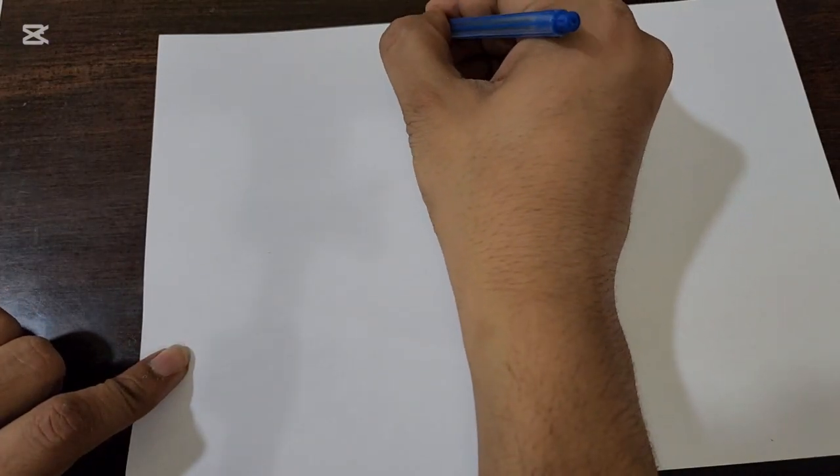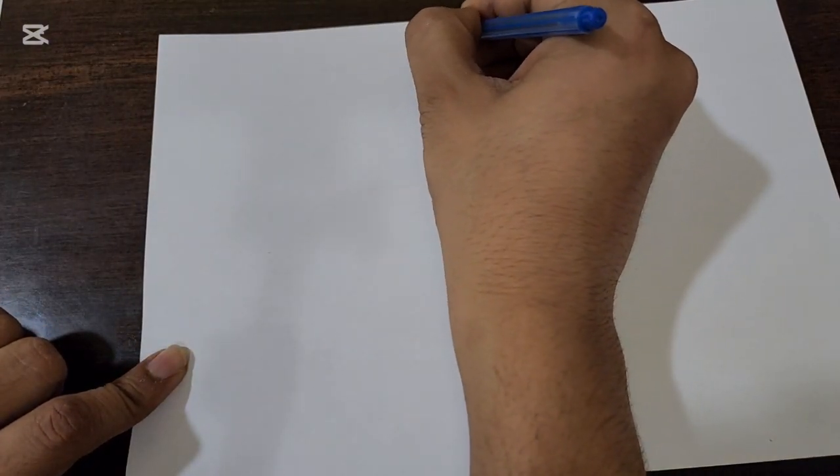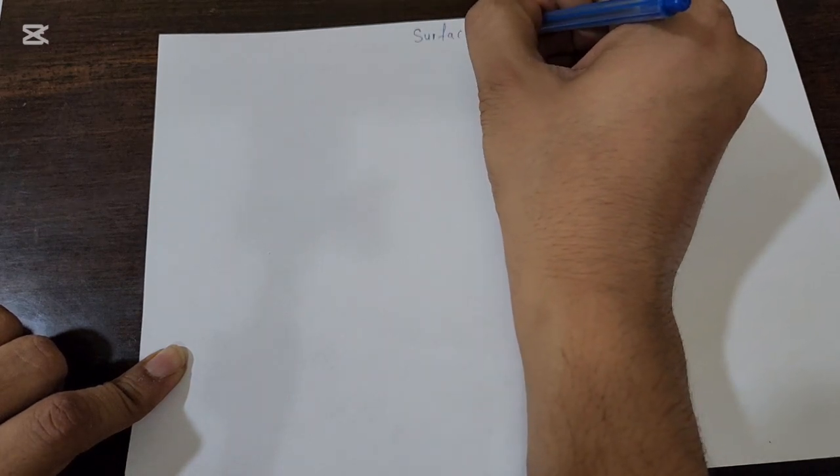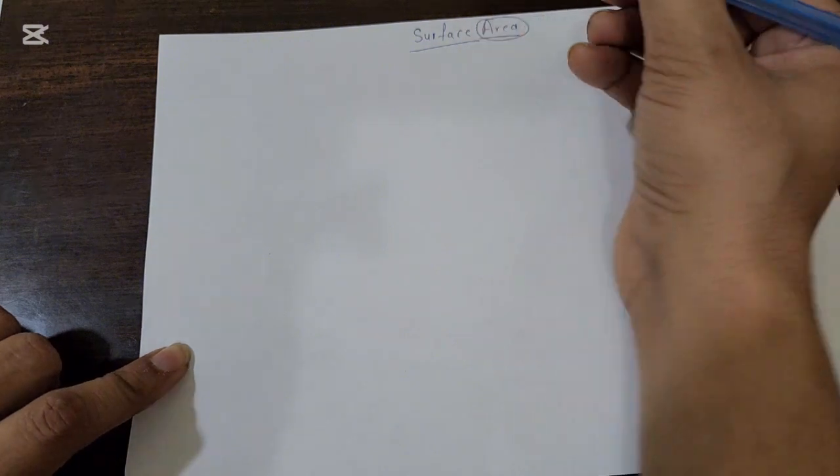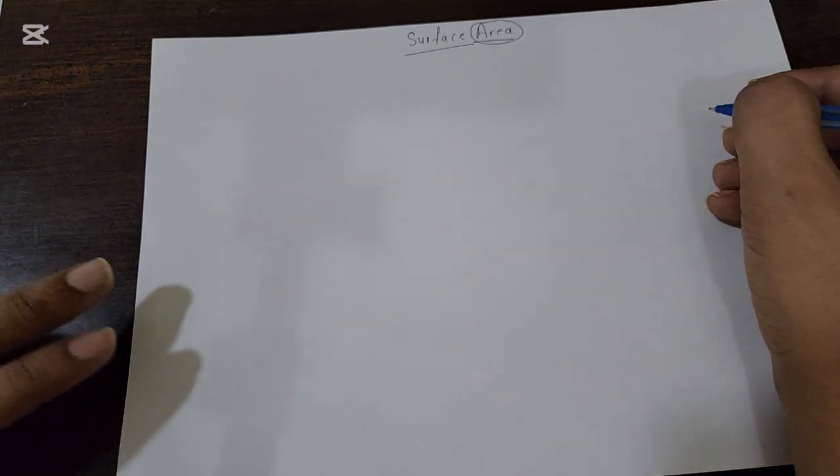Okay, so the next lesson is about surface area. Okay, surface area. Now see, we are again talking about the area, right? Area means we will talk about some 2D shapes.